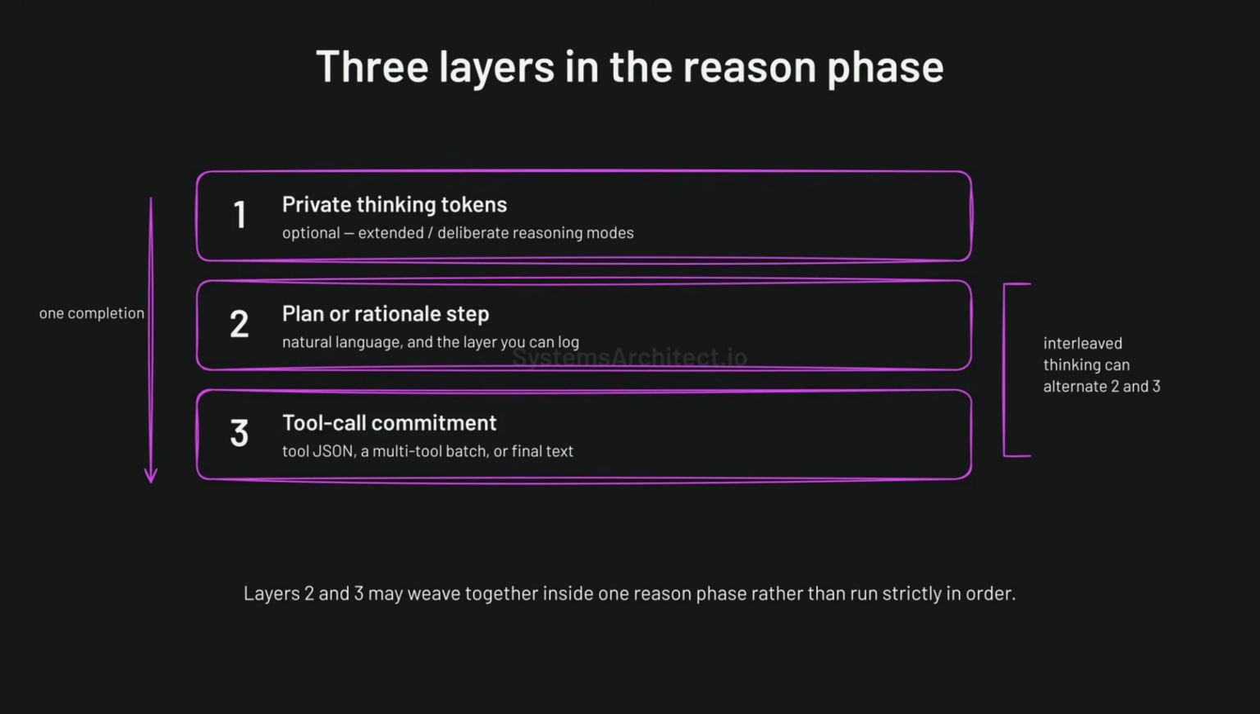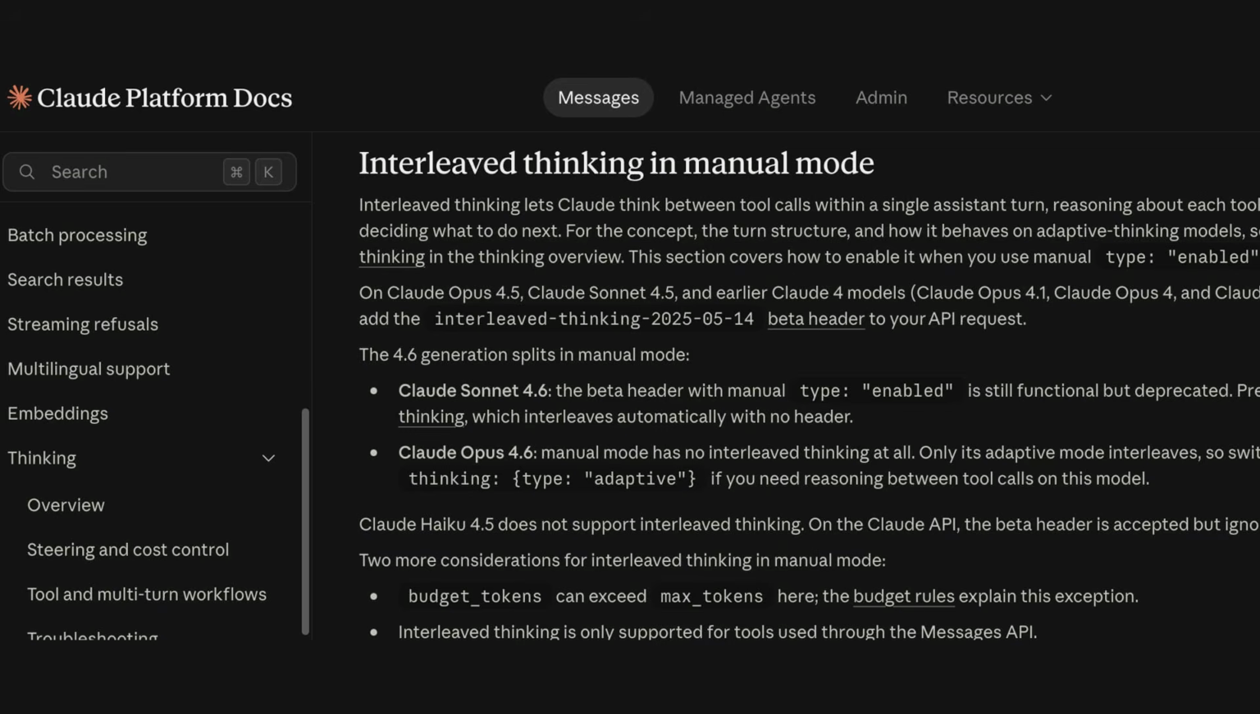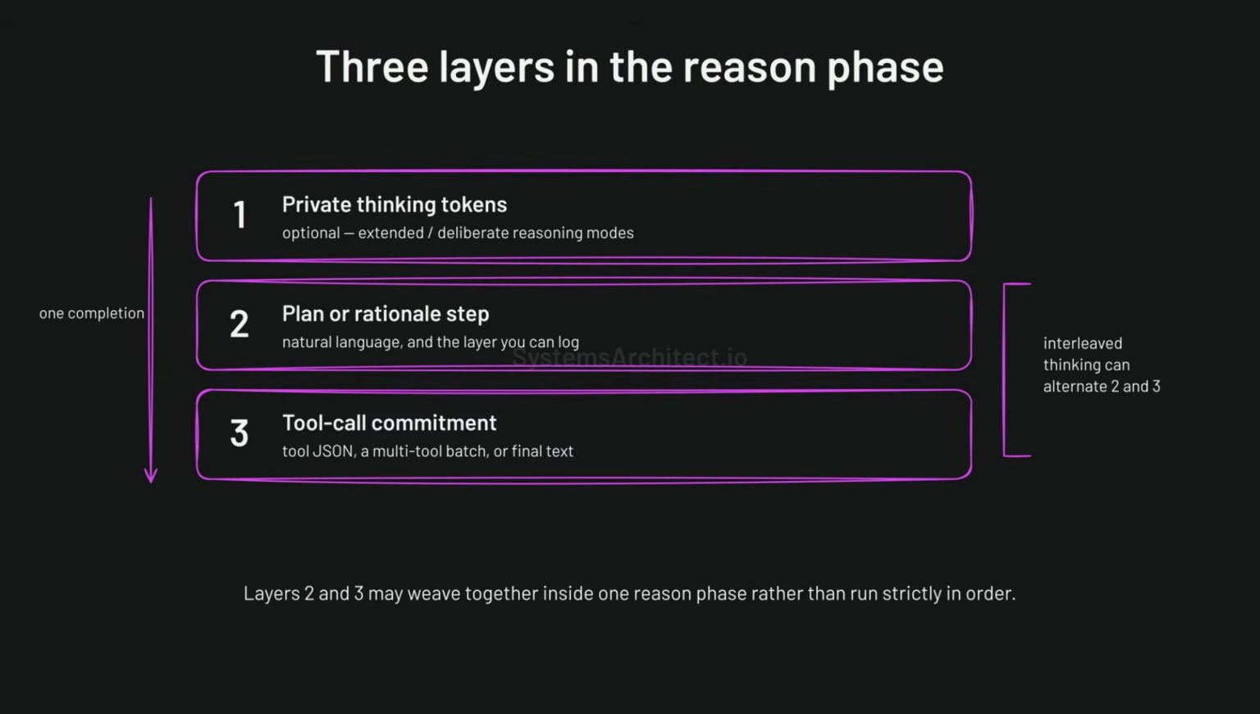One reason phase completion can stack 3 layers. First come optional private thinking tokens from extended or deliberate reasoning modes. Second is a natural language plan or rationale step you can log. Third is the tool call commitment: structured tool JSON, a multi-tool batch, or final user-facing text the host must parse to act. Anthropic-style interleaved thinking can alternate private thought with tool use inside one reason phase, so the plan layer and the tool call commitment may weave together rather than run strictly in sequence.